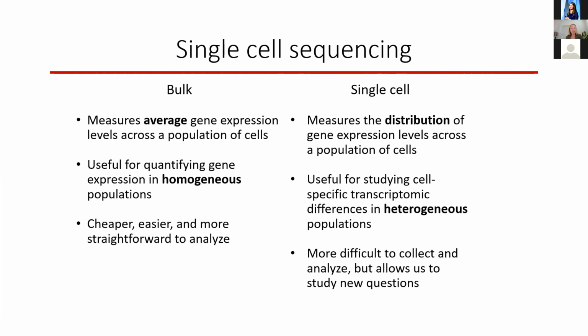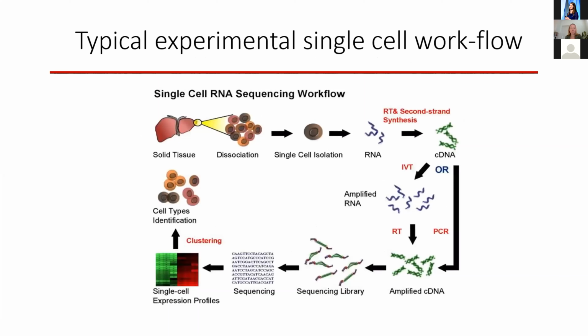It's cheaper, easier, and more straightforward to analyze, whereas single-cell sequencing measures the distribution of gene expression levels across a population of cells. It's useful for studying cell-specific transcriptomic differences in heterogeneous populations. It's more difficult to collect and analyze, but allows us to study new questions.